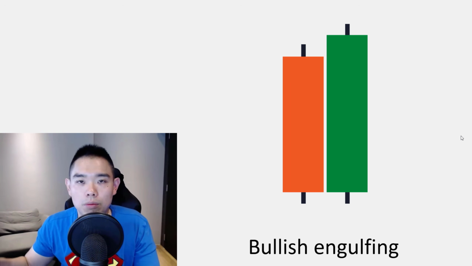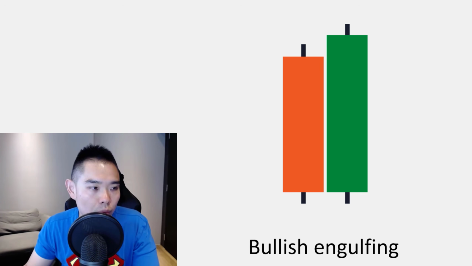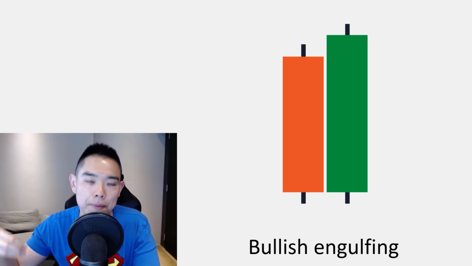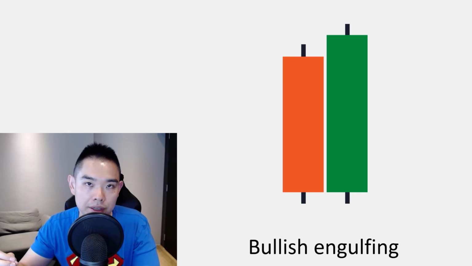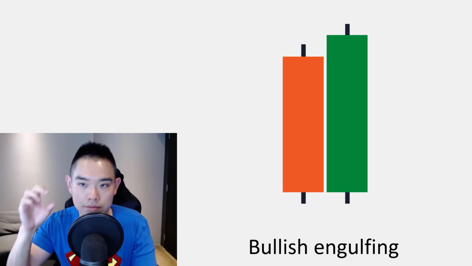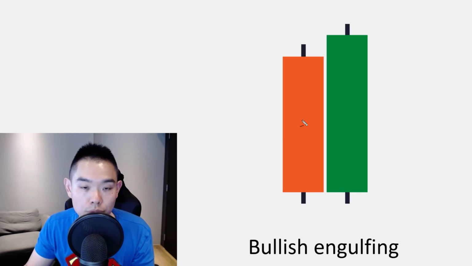So now, what about the bullish engulfing pattern? What does this candlestick pattern mean? So earlier you've learned the hammer and the shooting star pattern. Those are individual reversal candlestick patterns, one candle formation. But for this one over here, you see there's a two candle formation. This one is the first candle, this is the second candle.